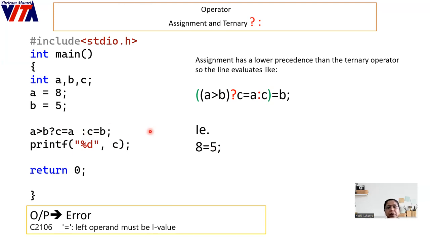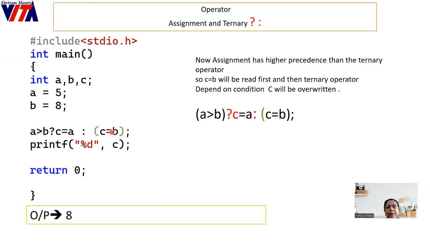How do we solve this problem? There is a way to overcome it by changing the precedence. What we do is put parentheses, and this code will now compile successfully. So I hope you have understood the ternary operator, how to use it with the assignment operator, and why you get the error if you do not change this precedence.